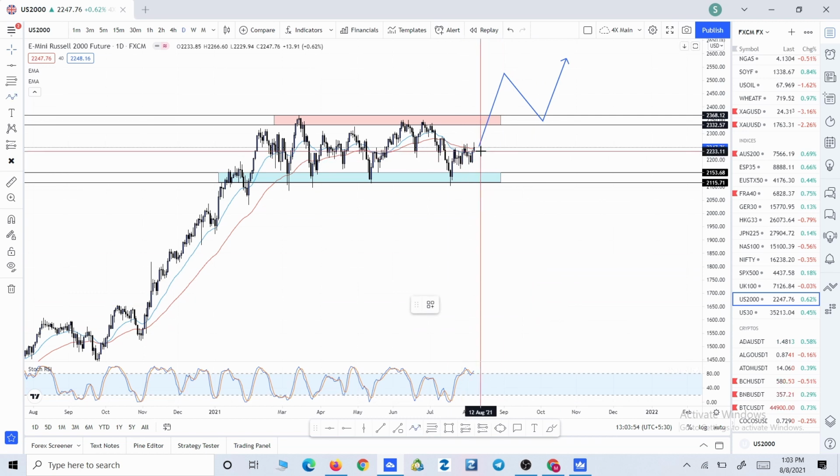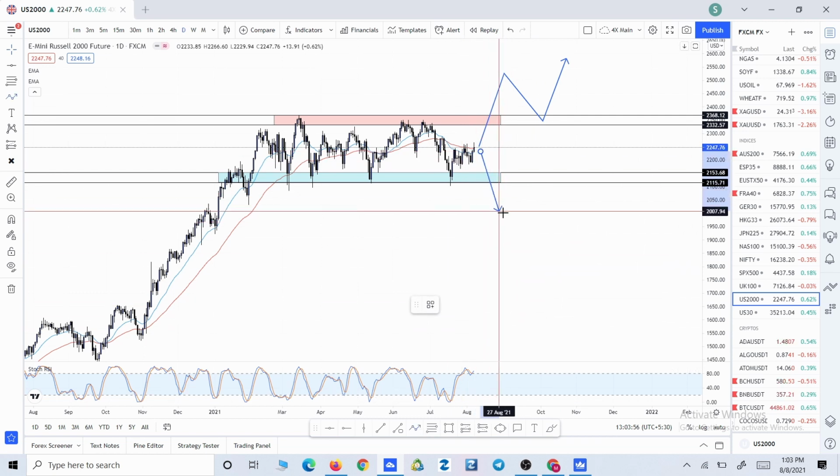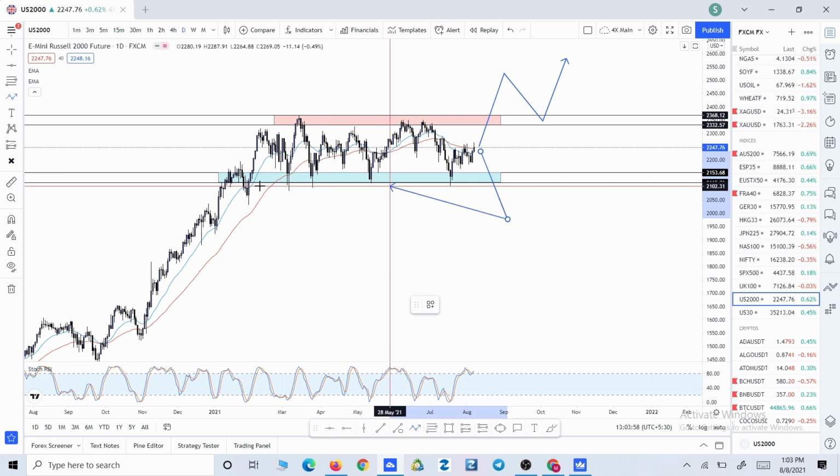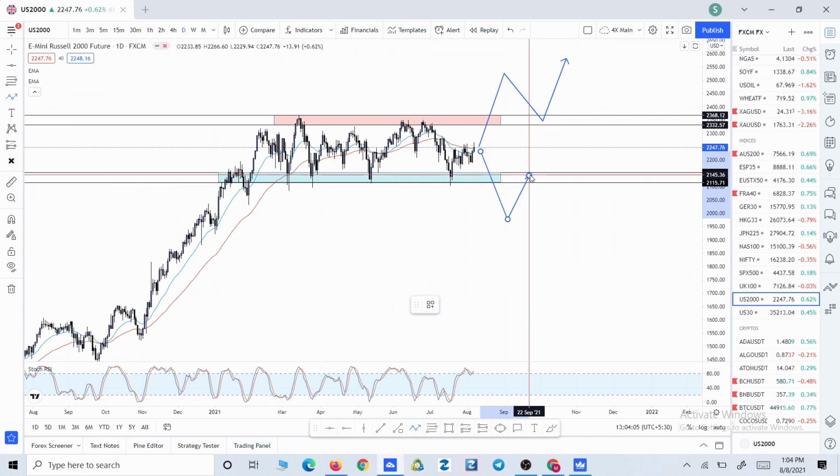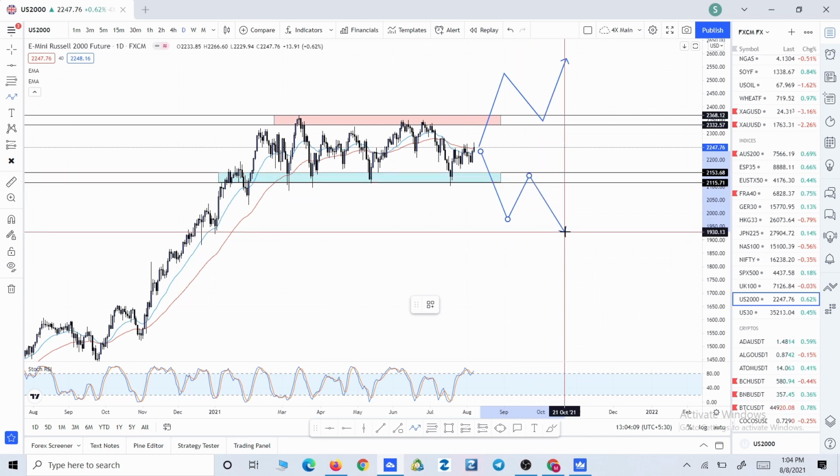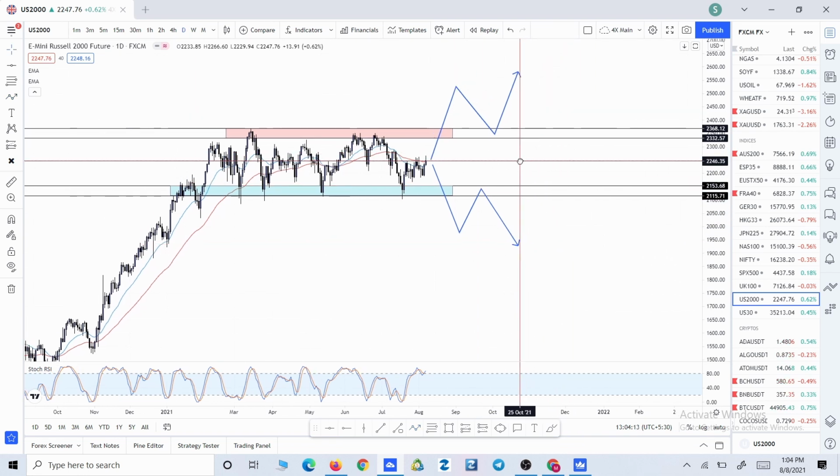If not that, then we can also wait for the price to break and close below the previous lows, or you can say this series of lows, and then retracement back into this zone, and look for any kind of rejections to the downside to go short. So these are the two possible scenarios that we see on US 2000. Depending upon the breakout move on the upside or the downside, we can take trades accordingly.